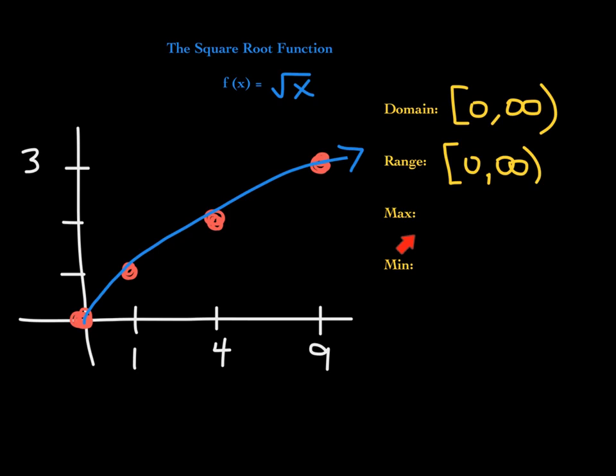Now the max, you don't have a max because the range just keeps on going up forever, right? It keeps on going up forever, so you have no max. But when it comes to a minimum, you do have a minimum. This is your lowest y value. It's right here at 0. That's what you already said in the range. Your lowest y value is 0. So I'm going to write that in, okay? All right, very good. Let's go to your next function.